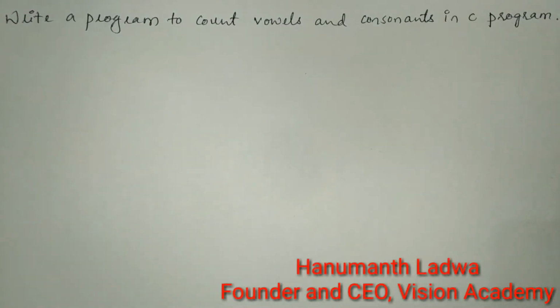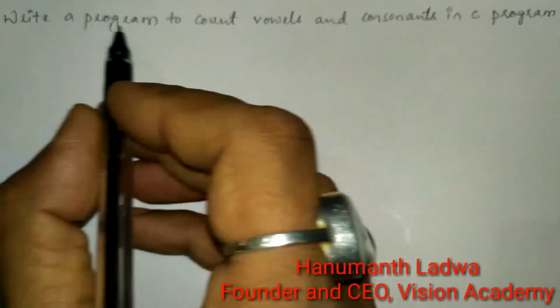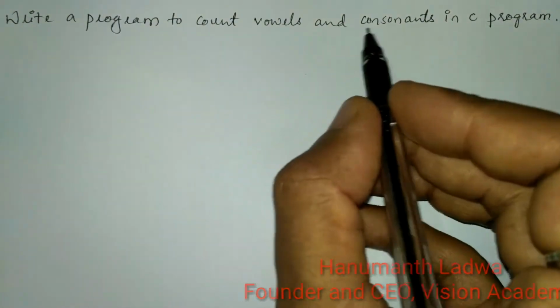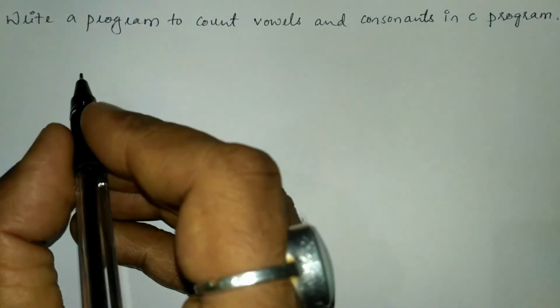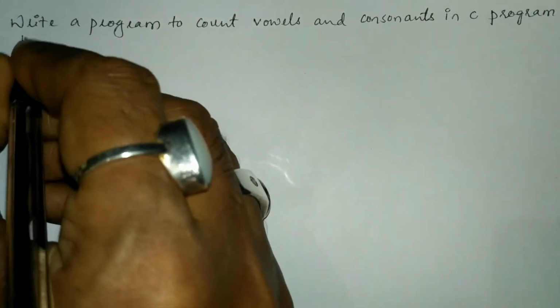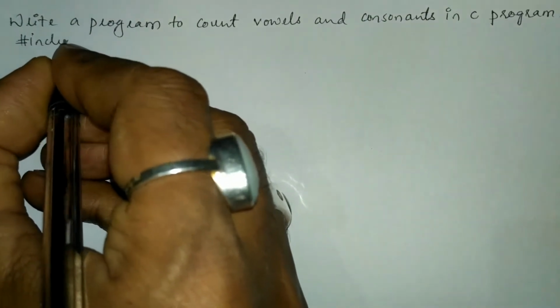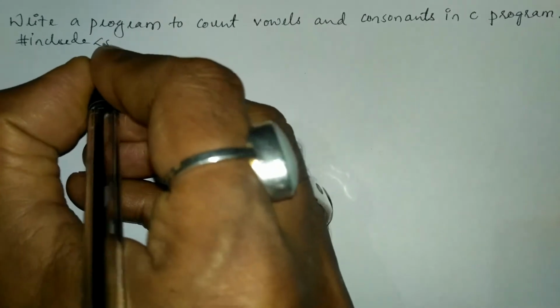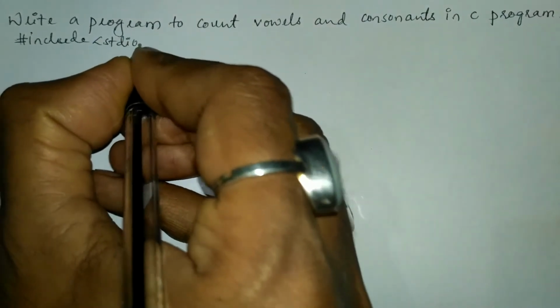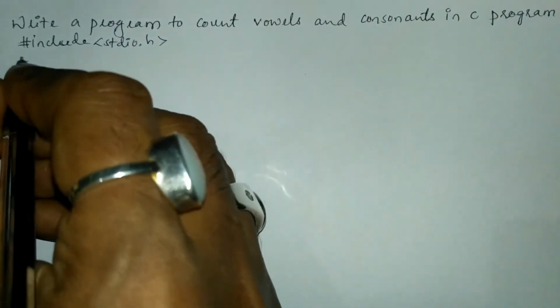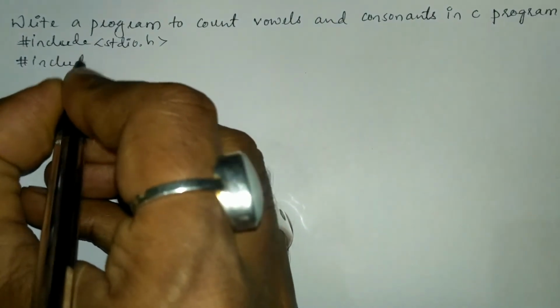My name is Hanumant Ladwa and in this video we are going to write a program to count vowels and consonants in C program. Let us write the preprocessor directives. I'll write hash include. In angular brace we'll write standard input output .h header file. The next preprocessor directive is hash include.